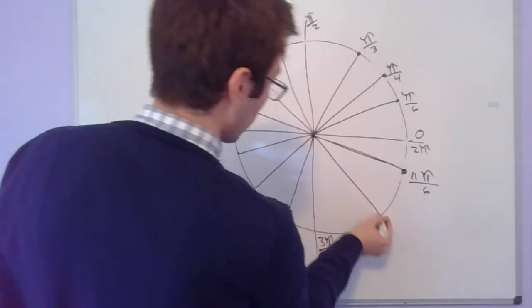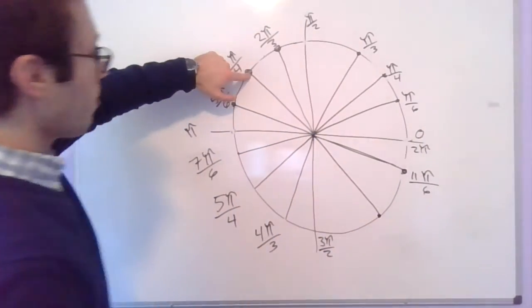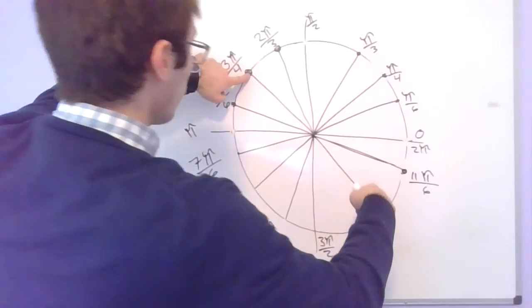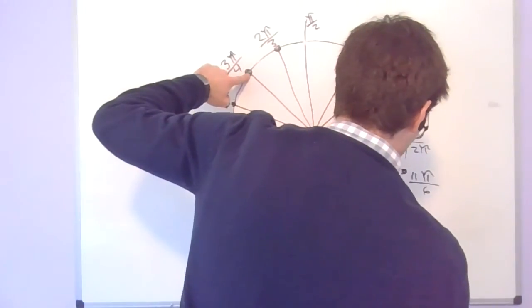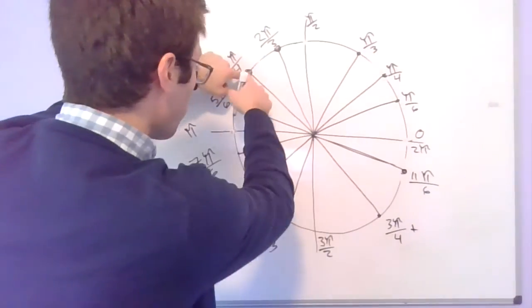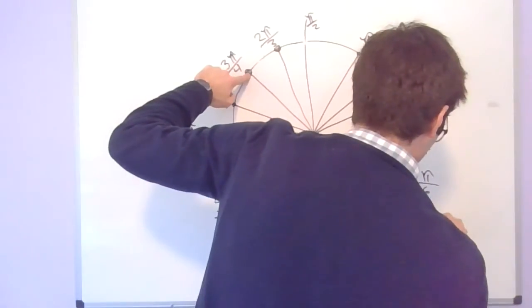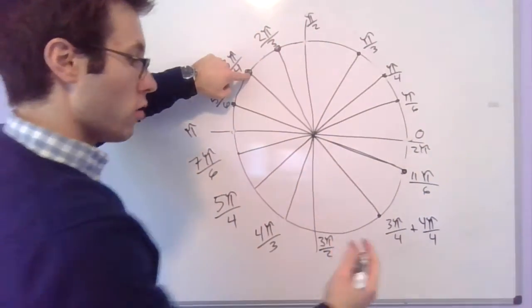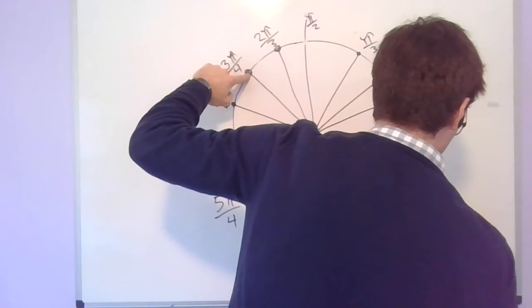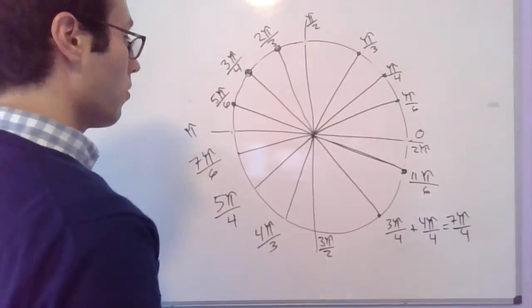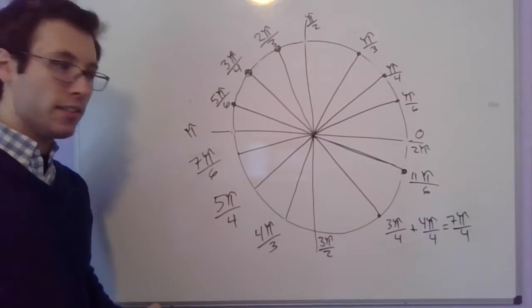So right here, you're at 3 pi over 4 plus another pi around. So that would be 7 pi over 4, because 3 pi over 4 plus another pi, in other words, it's 4 pi over 4, would give you 7 pi over 4. So that value is 7 pi over 4. Let's erase this.